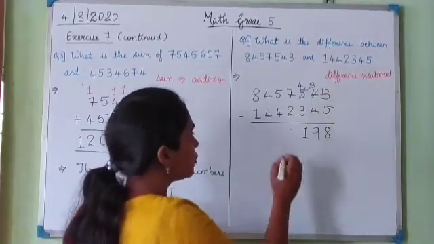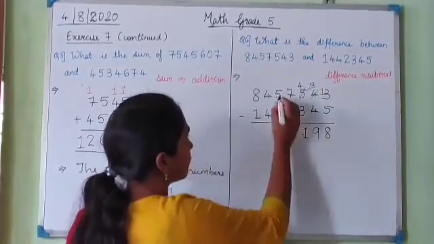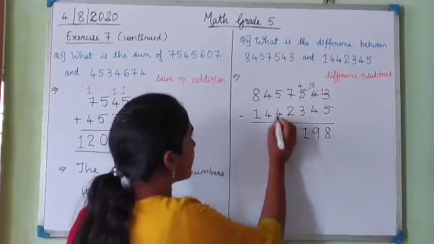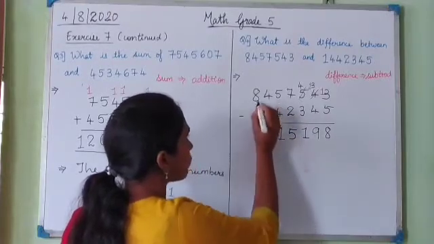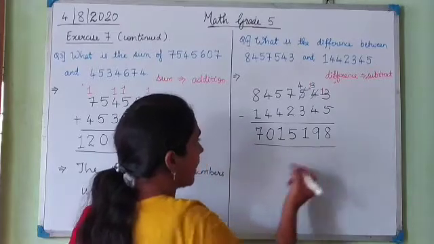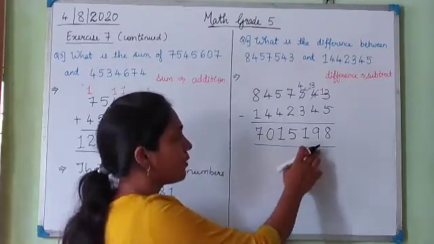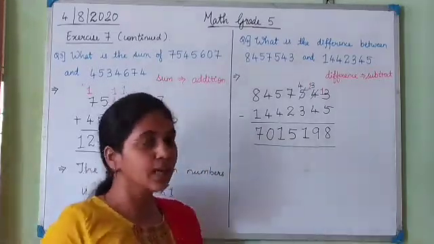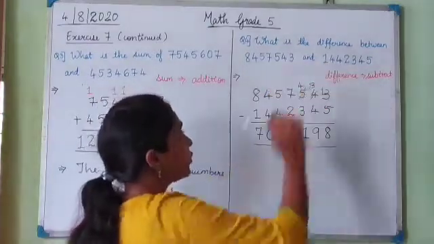Then 7 minus 2 is 5. 5 minus 4 is 1. 4 minus 4 is 0. 8 minus 1 is 7. Okay, so this is our answer. 7015198 is the difference between the given two numbers.